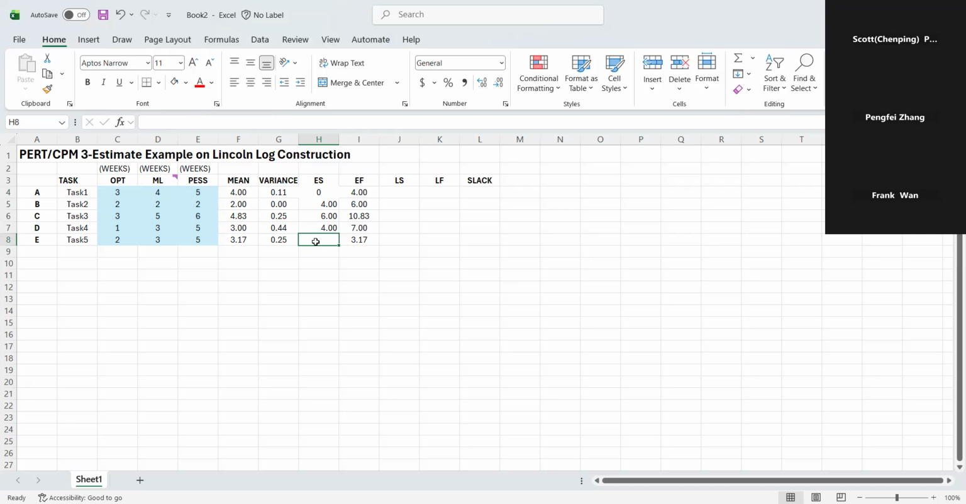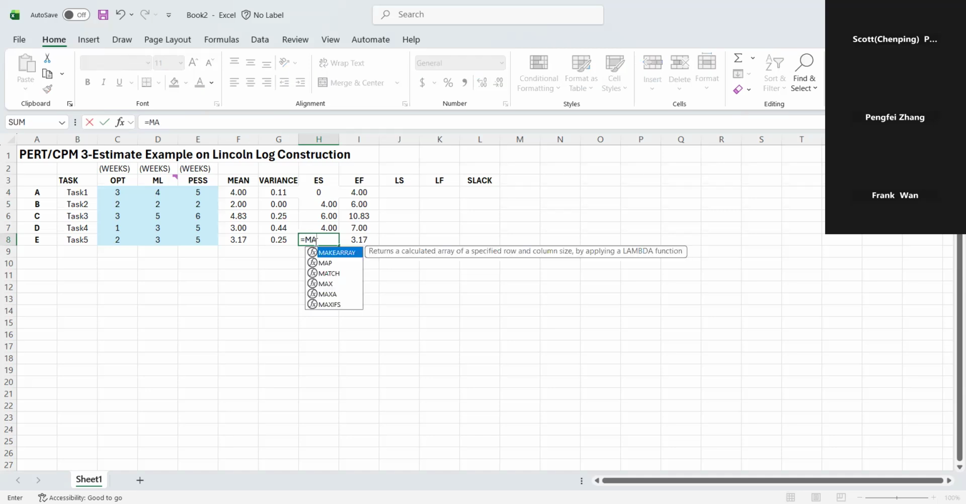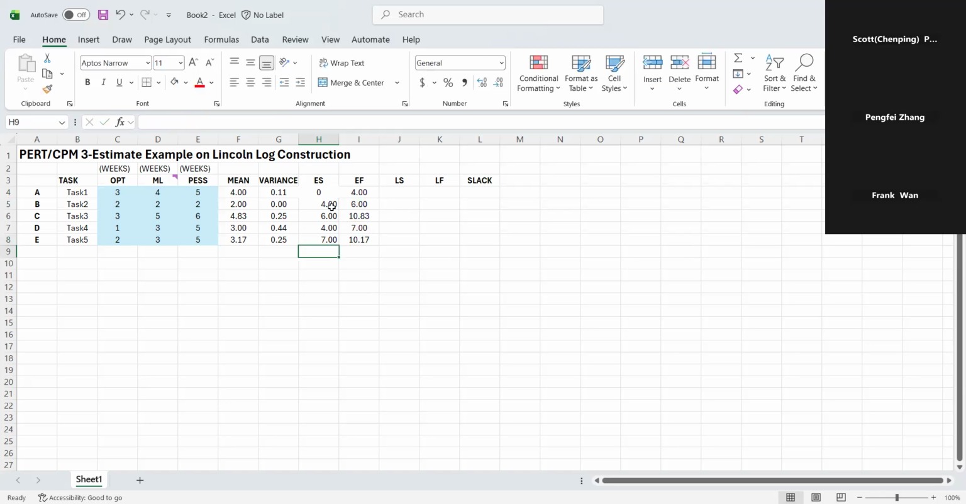So this is a forward pass, okay? Forward pass. E is the successor of B and D. So you need to use the max. Use max for forward pass. Okay, let me organize the cell, let it look a little bit nicer.